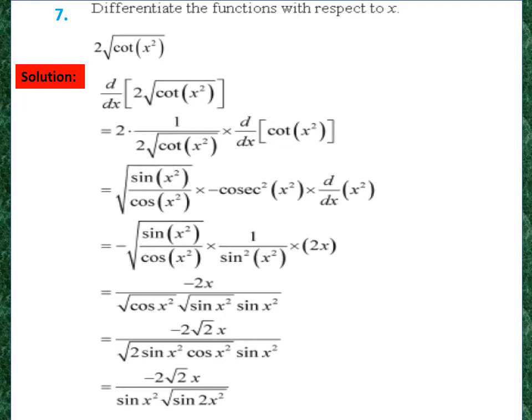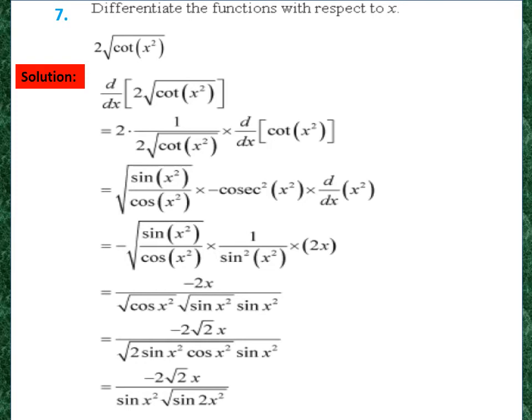Moving to question 7. Differentiate the function with respect to x, and the function is 2√(cot x²). Now 2 is a constant, we are not bothered about 2, so taking that outside the differentiation. So we have two functions, one is cot, another is x². So you can see that first we have differentiation of cot.